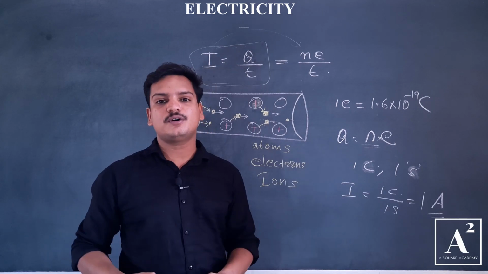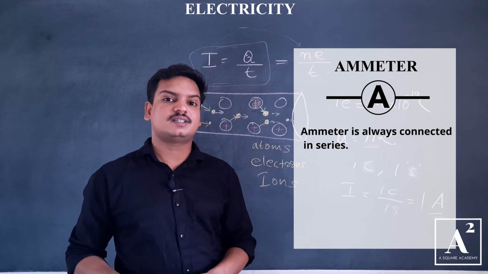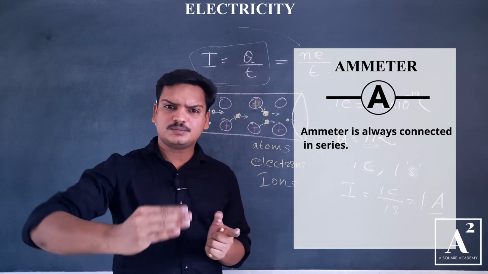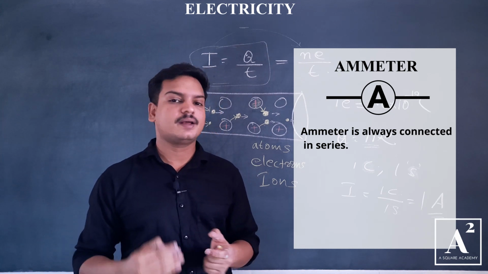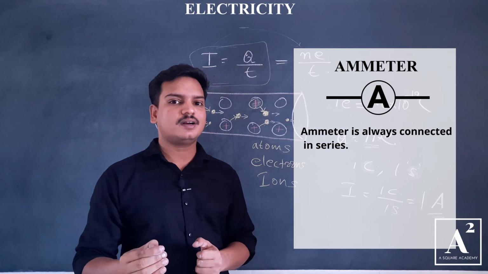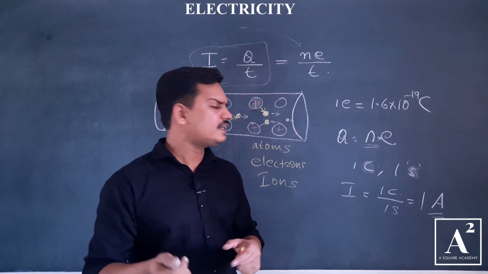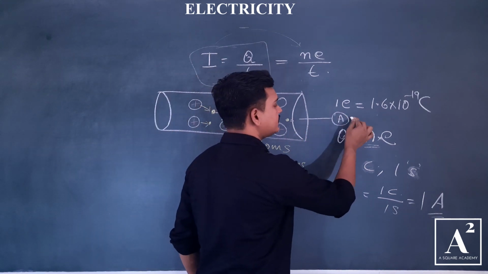The device used for measuring electric current is called an ammeter. That is always connected in series. What is a series connection? End to end connection. That we can discuss in more detail in the coming portions. So here you just remember, an ammeter is always connected in series. I can show you here. Look here, one ammeter. This is the representation.